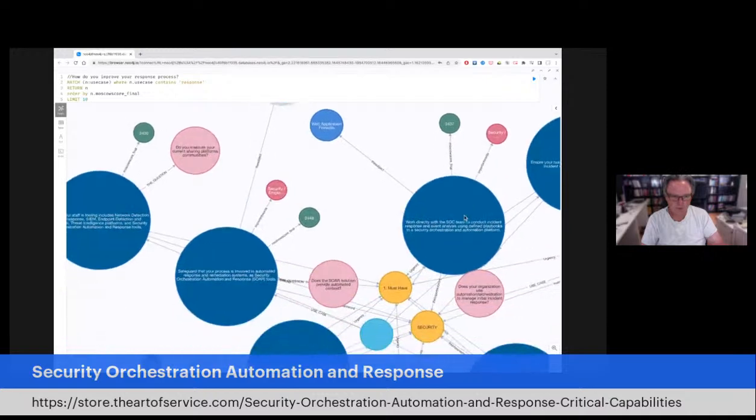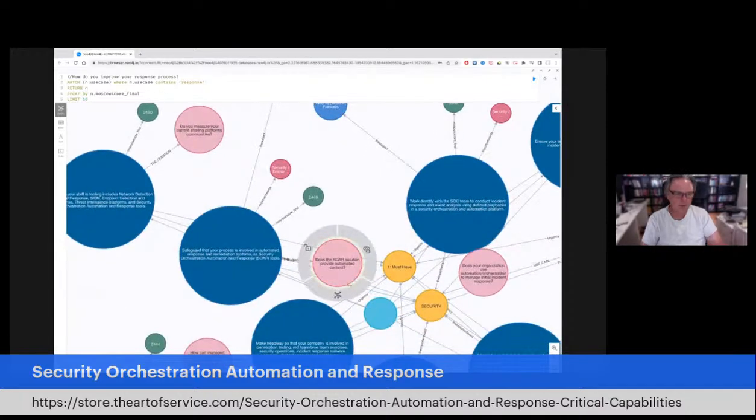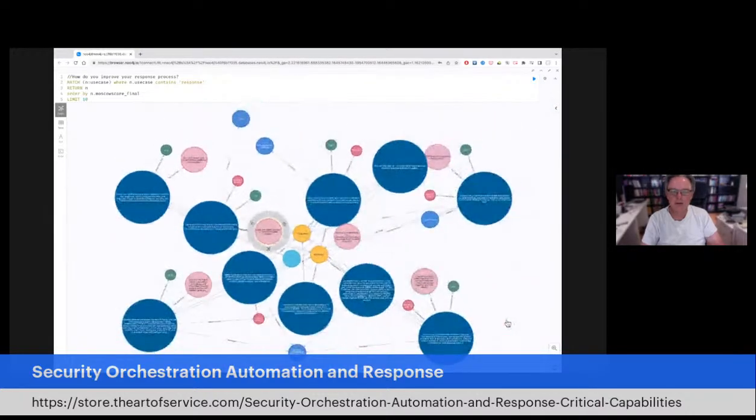So this gives you a great overview and insight of what needs to be in place to have an effective response process. With this, I would like to leave you for today. I trust you have had a good insight into SOAR solutions, what you need to cover, what it actually is.